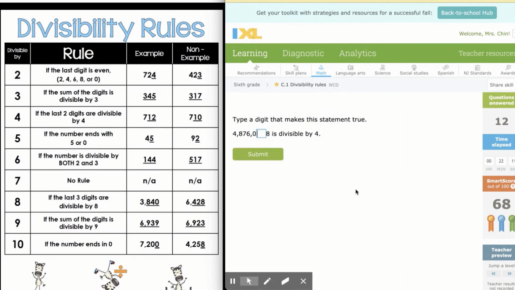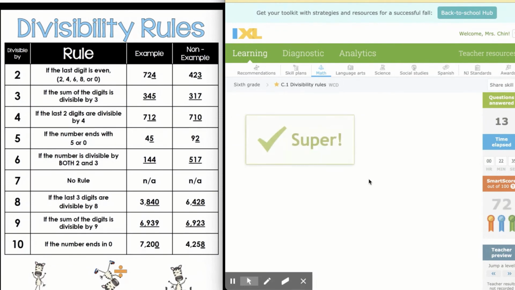Type a digit that makes this statement true. Then we want to make this big number divisible by 4. So the rule for 4 is if the last 2 digits are divisible by 4. They already put an 8 here, so let's think of a 2-digit number that is divisible by 4 that ends in an 8. How about 28? 28 is divisible by 4. 28 divided by 4 is 7. So if I just put a 2 here, then that makes this huge number divisible by 4.